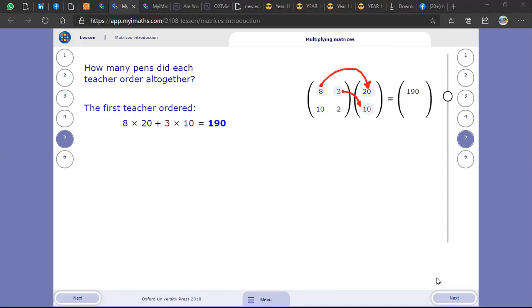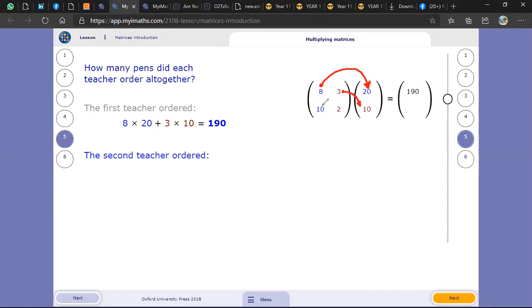So now, let's take a look at what happens for the second teacher, the number of pens he or she ordered altogether. I'm sure you're already following my explanation. So let's take a quick peek into that and see how we multiply that. Of course, you'll agree with me that now we are focusing on the second row.